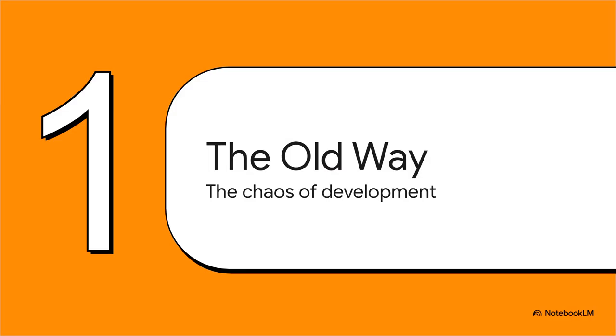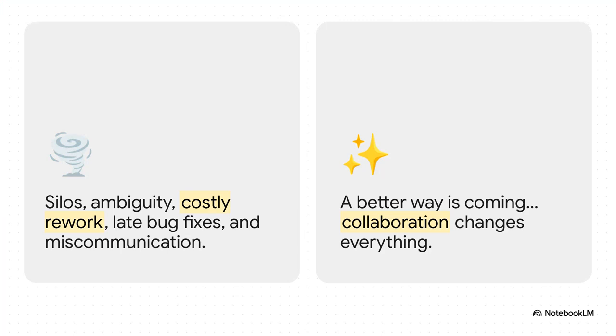But first, to really understand why a new approach is so needed, we have to talk about the old way, which, let's be honest, is often a bit of a mess. Does this look familiar? You know the drill. The product owners have one idea in their heads, the developers interpret it a slightly different way, and the testers are left trying to figure out what was supposed to happen. You've got these silos, and it just leads to all sorts of problems.